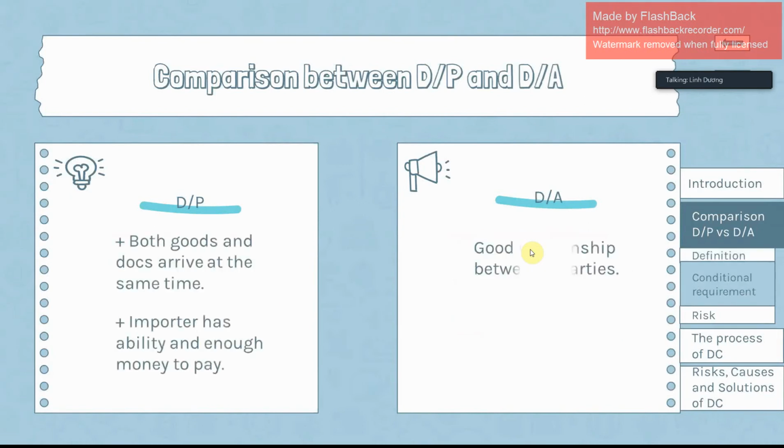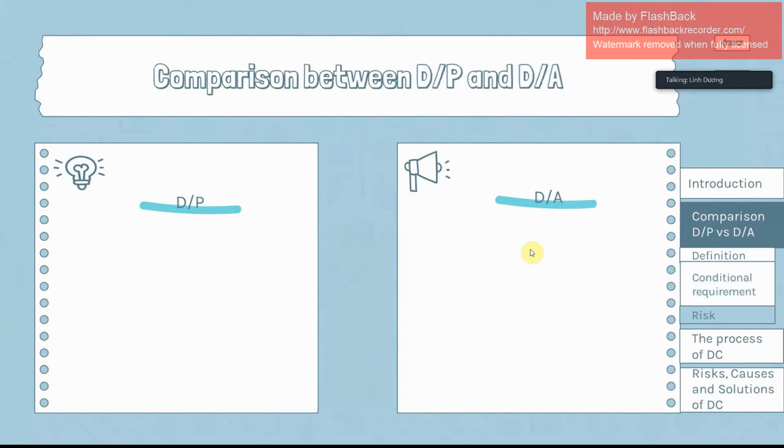Moving to the conditions required, under DP, both goods and documents must arrive at the same time, and the importer has the possibility to pay immediately. On the contrary, DA transaction is applied when the relationship between the two parties is good, maybe they have a high reputation or have cooperated before. And next, it is obvious that under DA, the risk level is much higher.